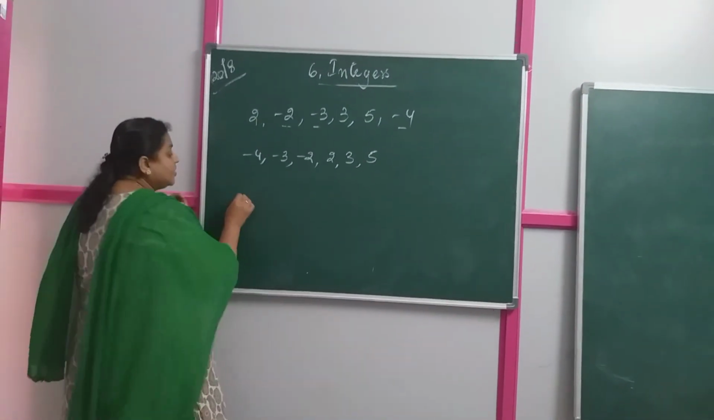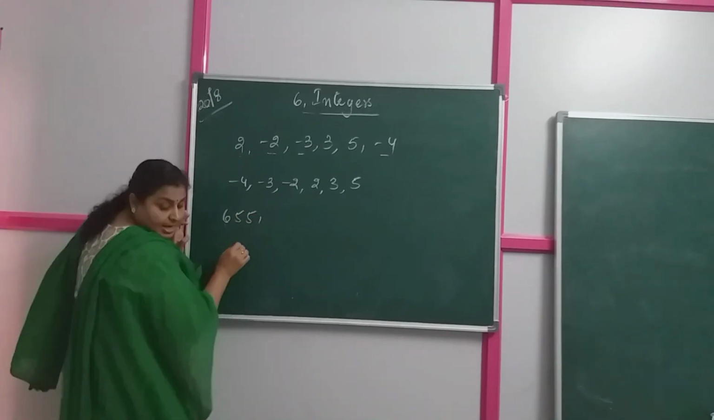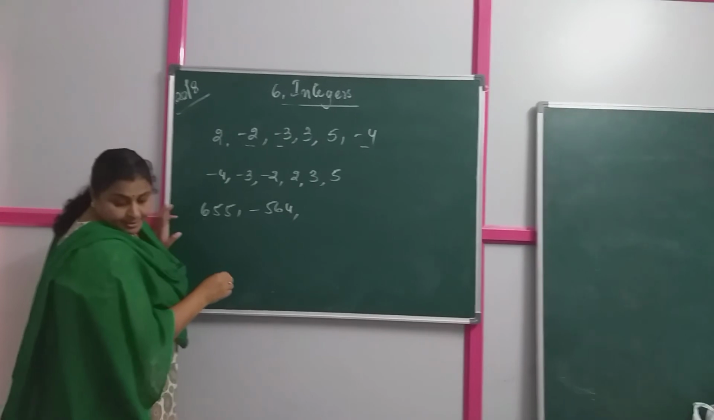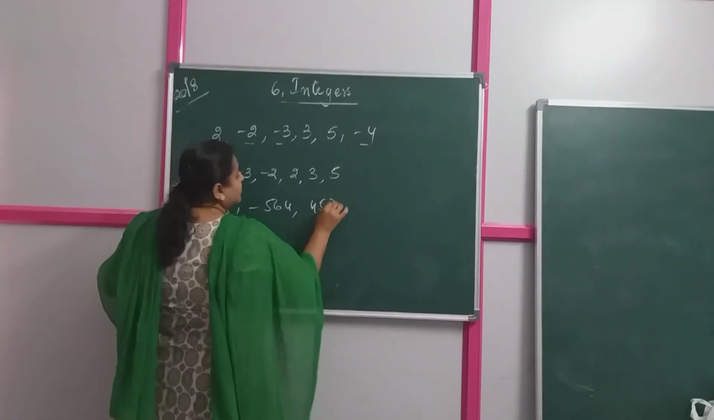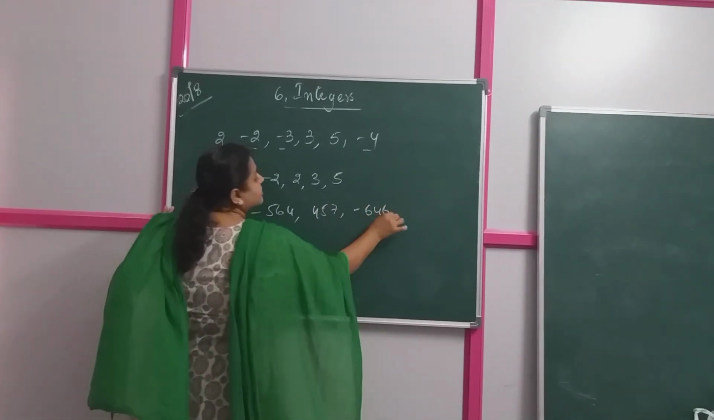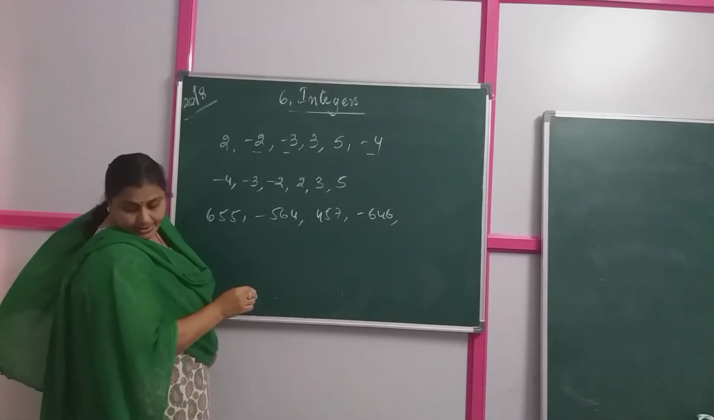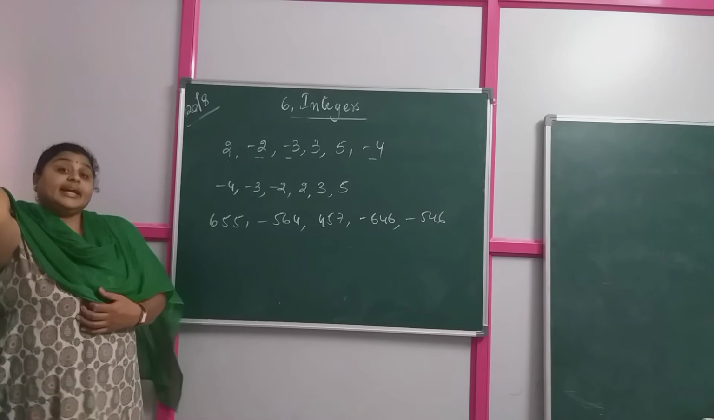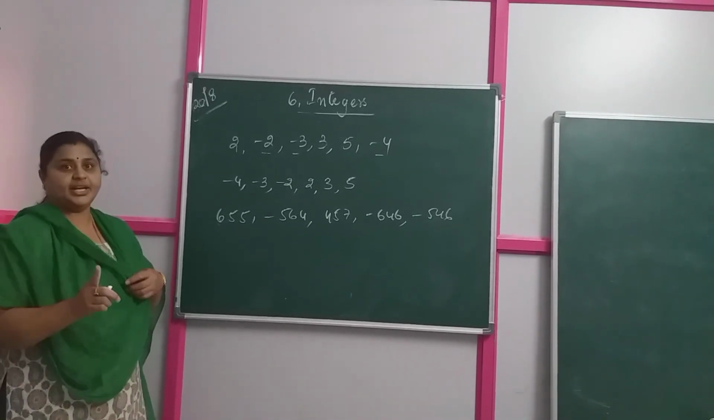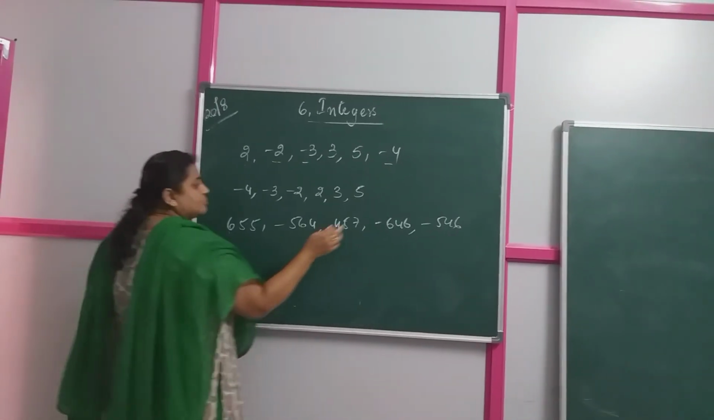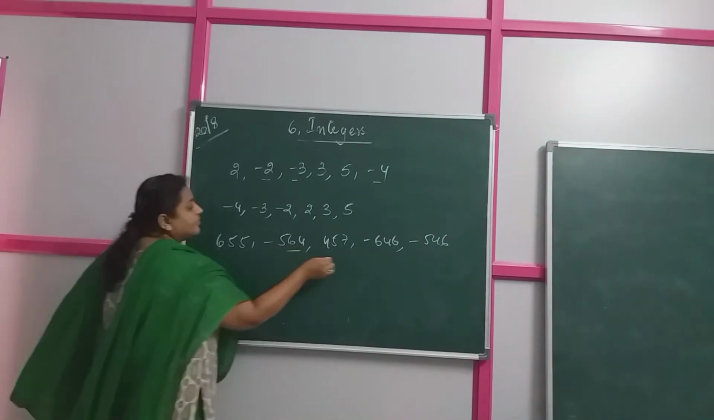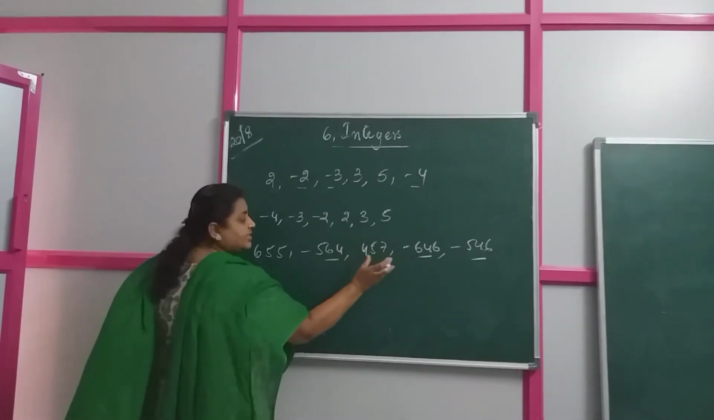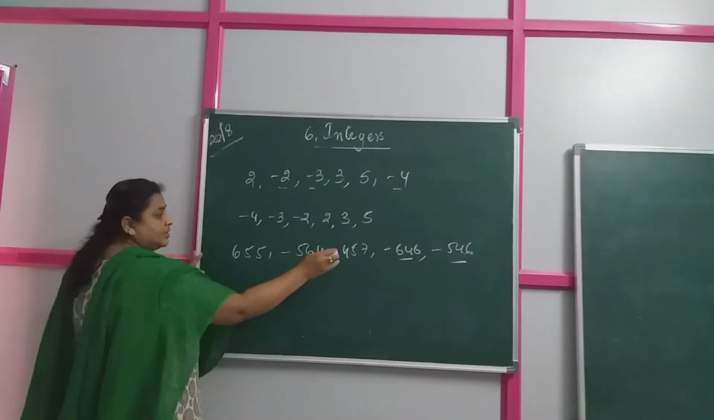Now next I have 655. For example, another one I am taking, children. Minus 564, 457, minus 646 and minus 546. So first take the negative integers. When you are arranging in ascending order, take the negative integers. So what are the negative integers I have? Okay, now which is the smallest negative integer in this, children?